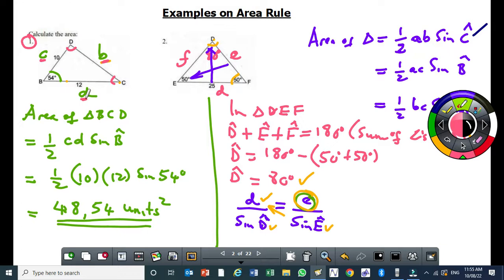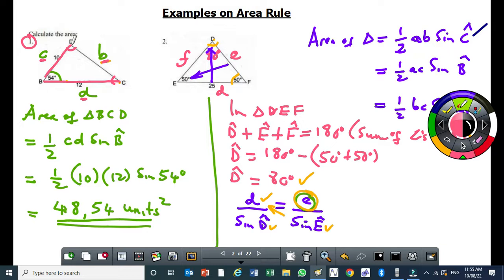Once you do that, you identify your given angle. Our angle is B. Therefore, if we are to calculate the area of triangle BCD, we must know the length of BC and the length of BD. Fortunately, because this is a very simple example, we are given the length of BD and the length of BC, so it's very straightforward.